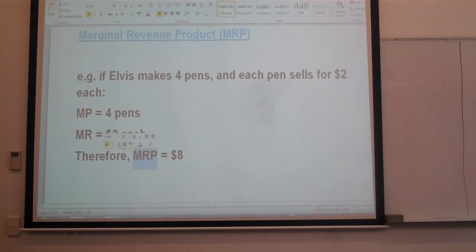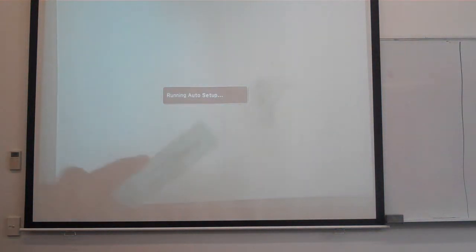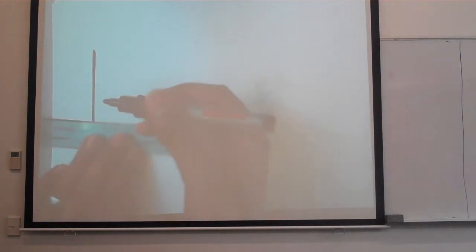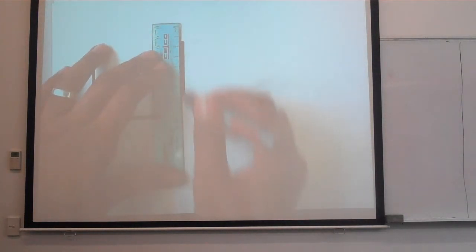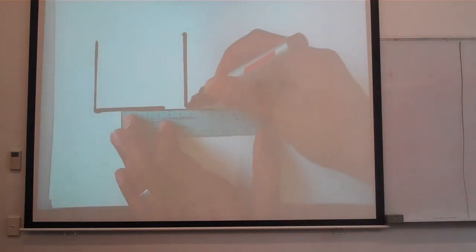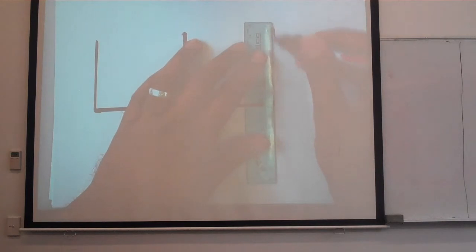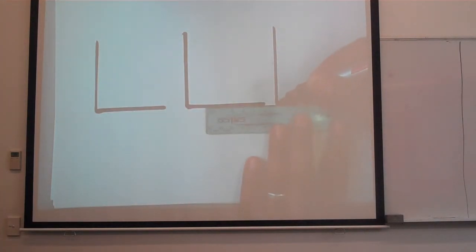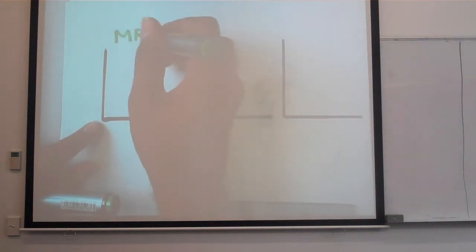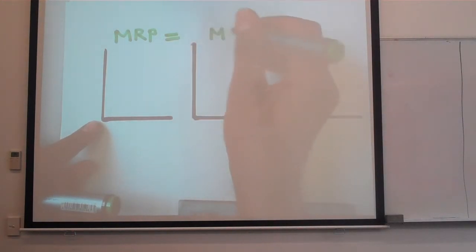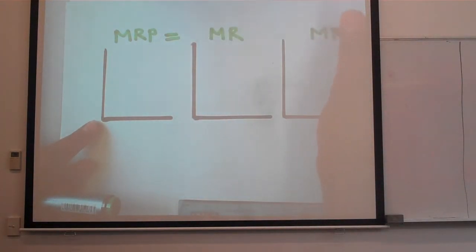So let's see what this graph looks like. What does marginal revenue product look like? We'll need to draw 3 pairs of axes side by side. MRP equals MR times MP. MRP equals MR times P.